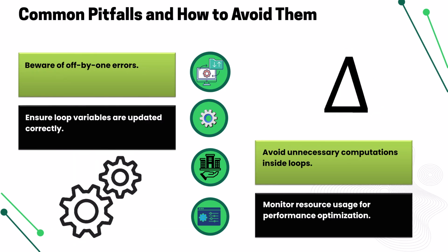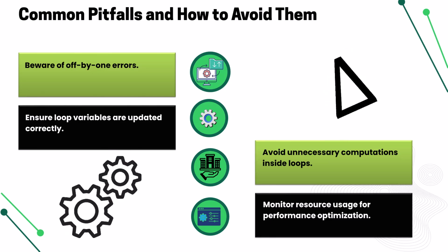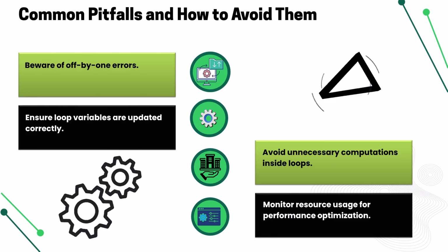Loops can trip us up in unexpected ways, like mistaking a revolving door for an exit. Off-by-one errors can throw everything off, and forgetting to update loop variables properly can turn code into a puzzle. Keeping computations outside the loop reduces unnecessary work, and monitoring resources makes sure the program doesn't run out of steam halfway through.